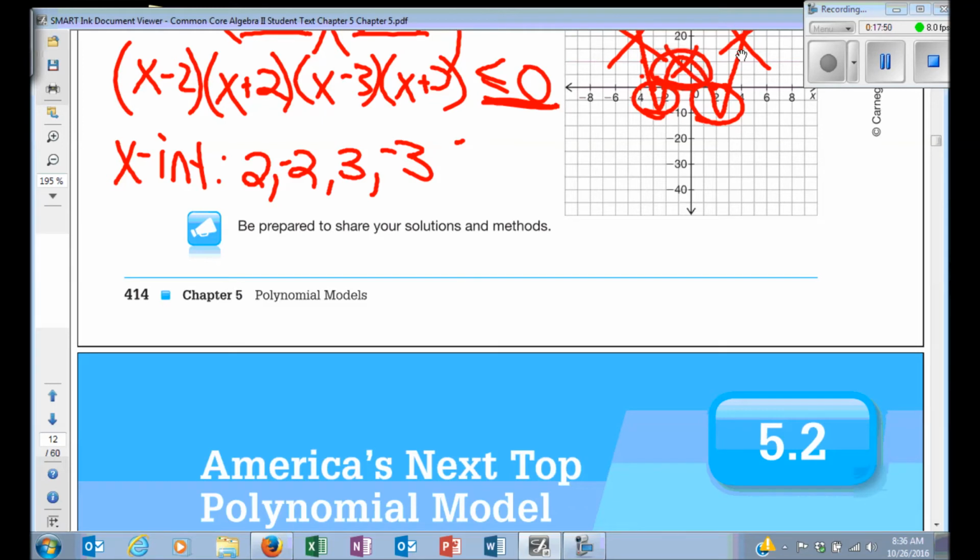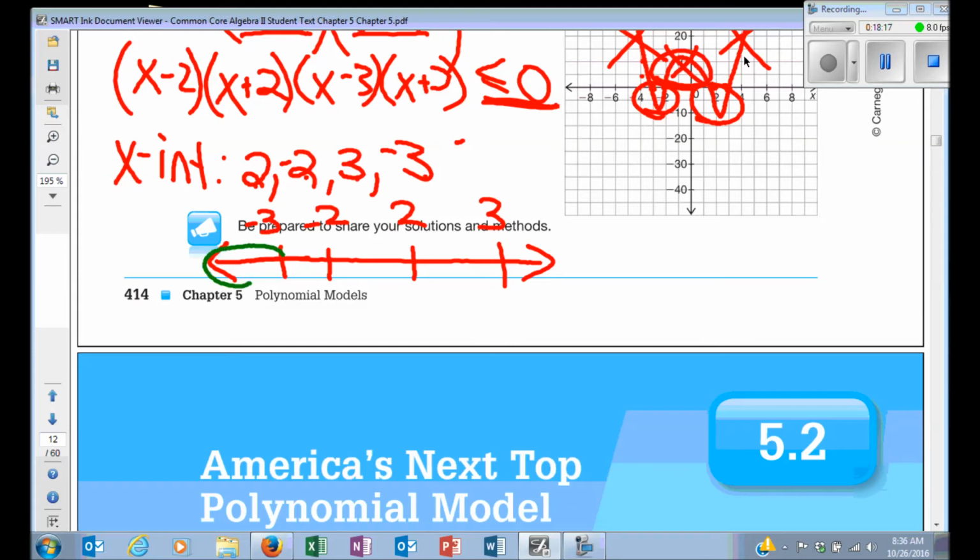Well, if I was writing that out and I was asking you to solve this algebraically, not graphically, do you guys see the difference? You would have to make kind of like a number line for yourself. And do you see your roots? They would still go in your number line. So it would be -3, -2, 2, and 3. Do you see?